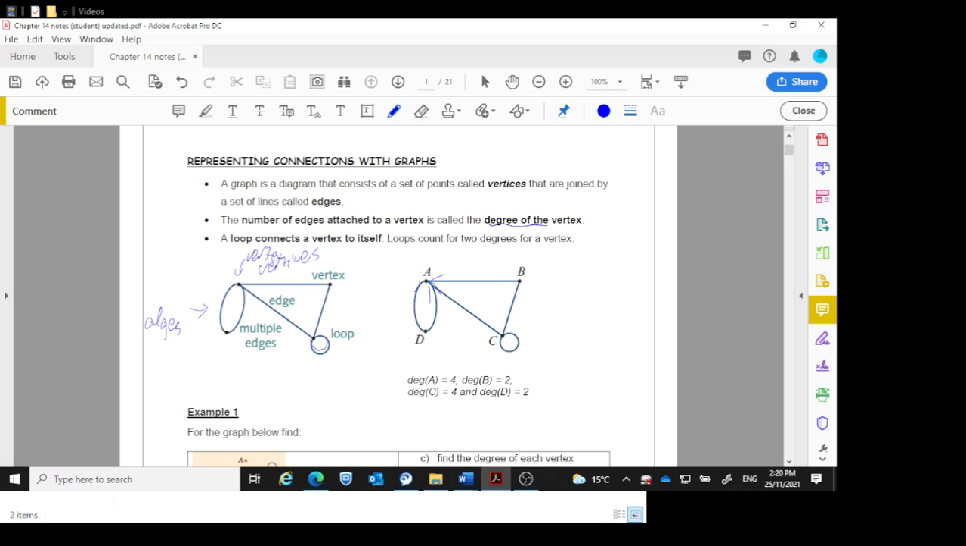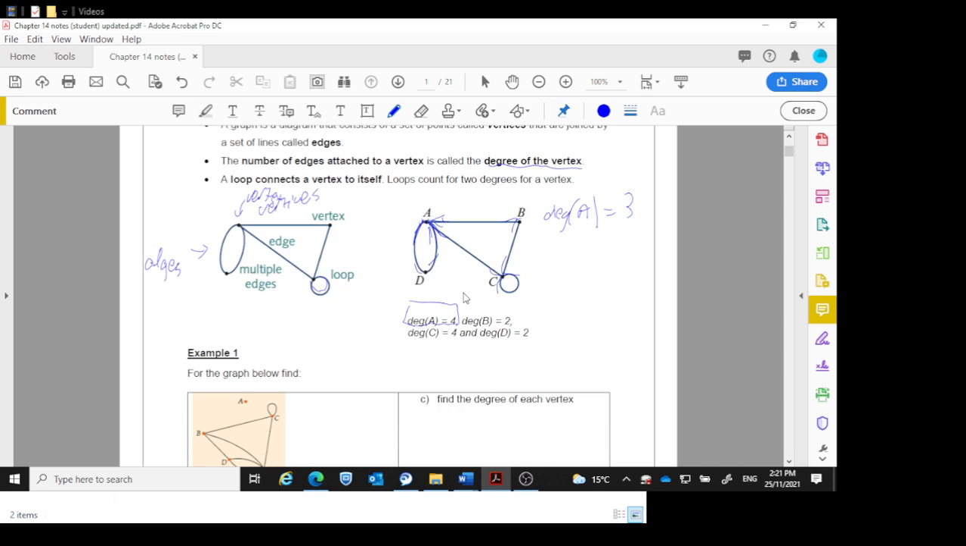Now, when we're asked for the degree of a vertex, we count how many roads or how many lines connect to it, how many edges connect to it. So in this case, there are 4: 1, 2, 3, 4. So the degree of A equals 4. We must write deg, the vertex in capitals, in brackets, and then 3. This one has 2, 1, 2, 3, 4, because this is a loop and a loop counts twice. Okay, so that's how we do that one. And D, there is 2.